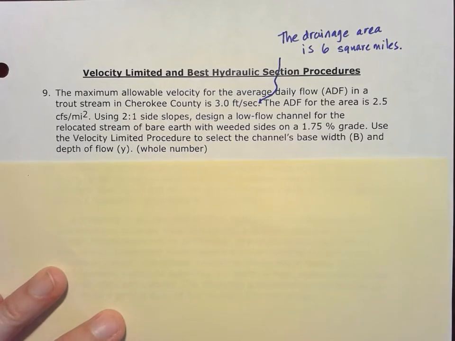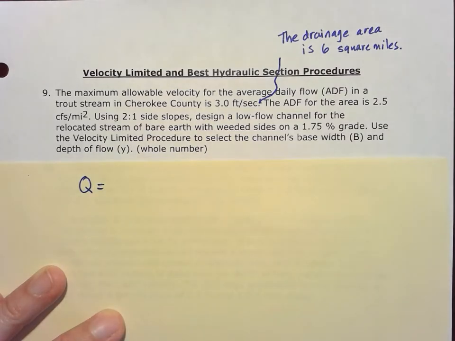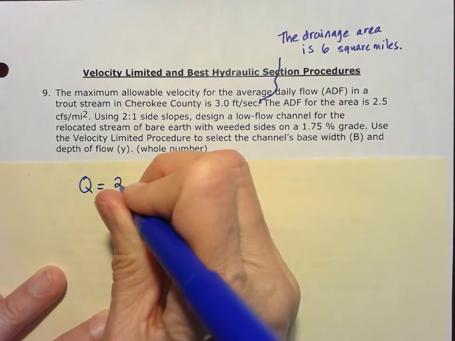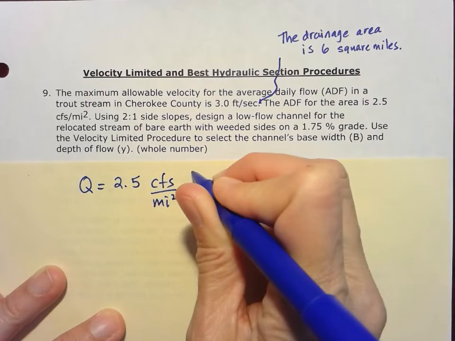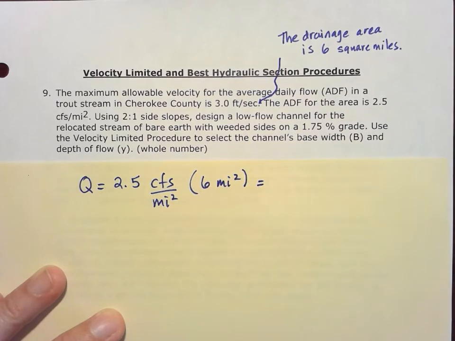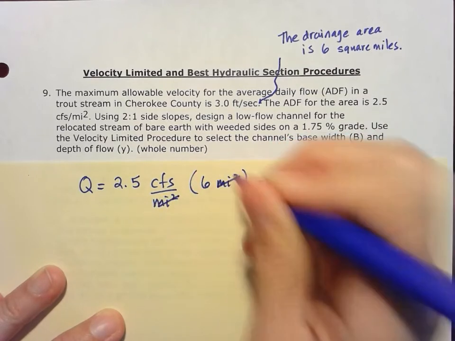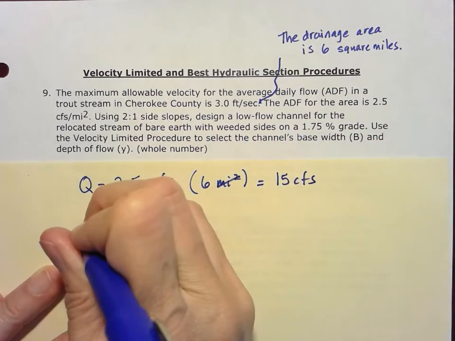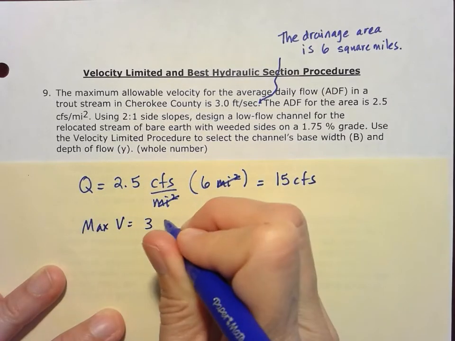So the first thing is, let's go ahead and find that Q, the flow rate. We'll take that ADF, which is the 2.5 cubic feet per second per square mile, and multiply it by that drainage area, which is 6 square miles. So we multiply those straight across, and we get 15 cubic feet per second for that Q. We know the maximum velocity that's given to us as 3 feet per second.